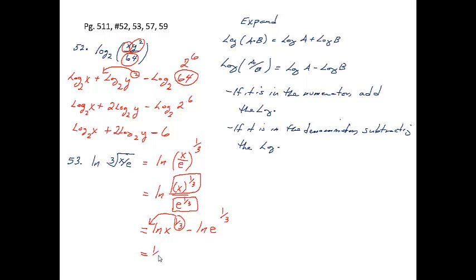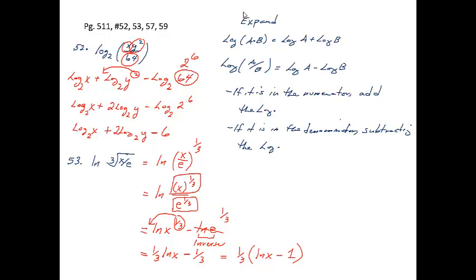So it's 1/3 natural log of x minus, well, what is the relationship between e and natural log? They are inverses, so they cancel each other out and just the power remains. So you may write your answer as 1/3 the natural log of x minus 1/3, or you can write it as 1/3 times the quantity natural log of x minus 1. Same answer, they mean the same thing.